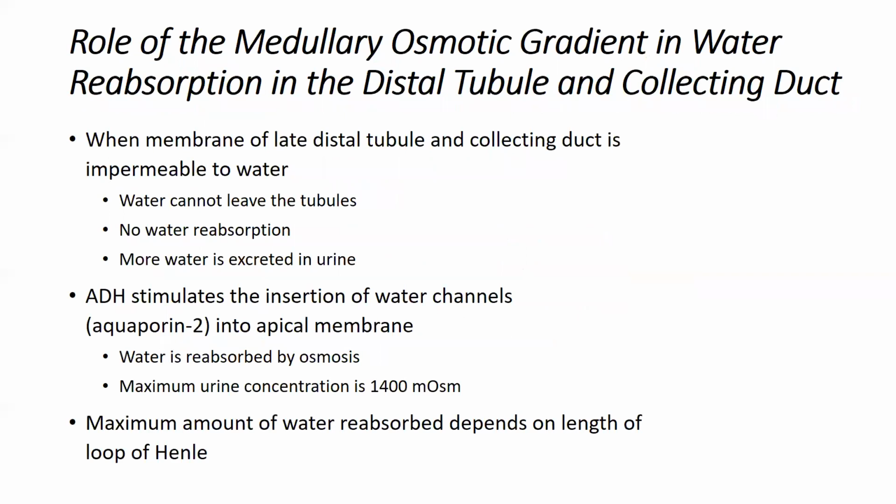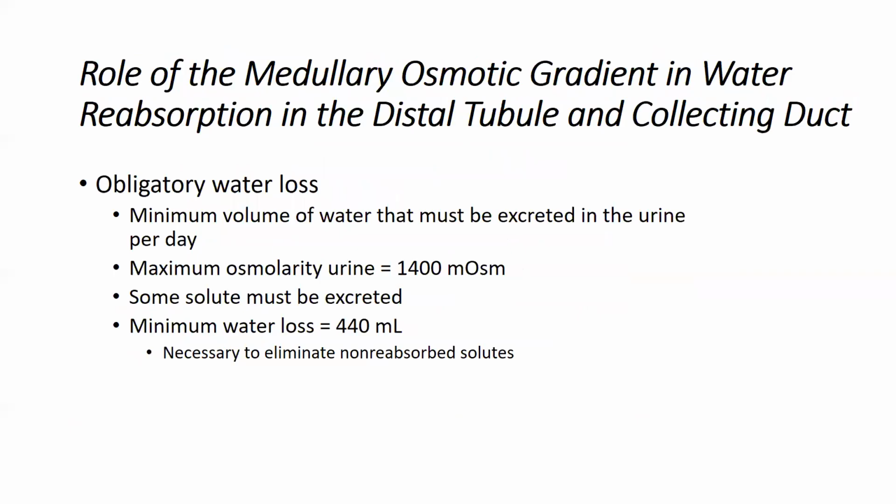All right. We'll touch a little bit again on that obligatory water loss. Anyone remember what that was? Talked about it earlier on. Obligatory. Right, so that's the minimum that you must excrete in terms of volume each day. So you must pee about 400 milliliters of fluid every day.